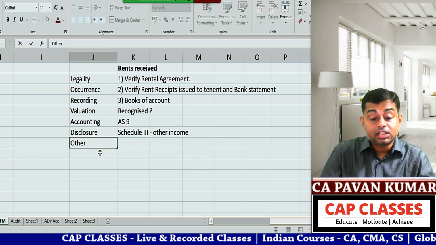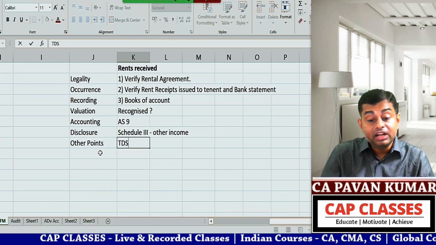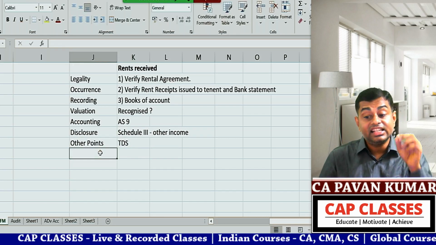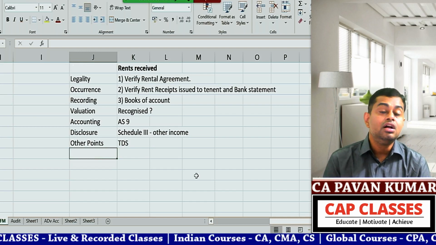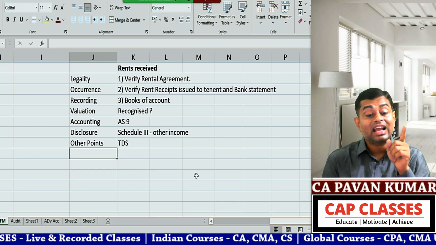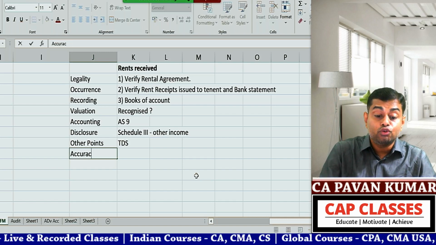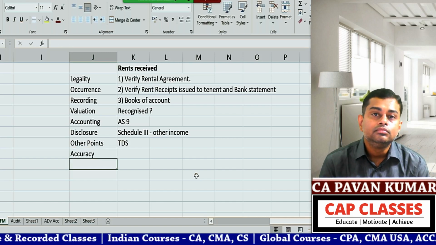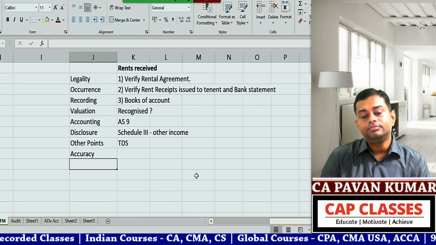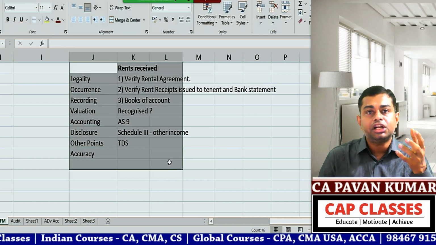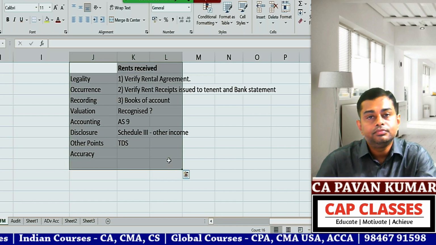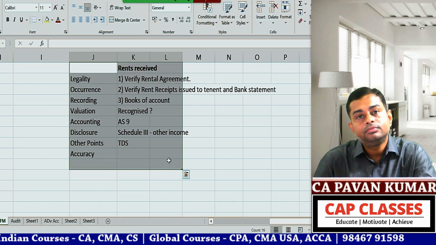Then other points, for example, TDS. In case TDS is applicable, in case GST is applicable, the auditor has to verify the calculation, that is accuracy. That's all. So if you follow this kind of visualization and thought process, the whole chapter is over.